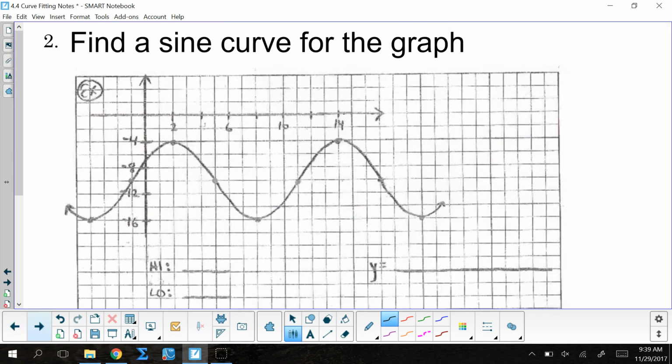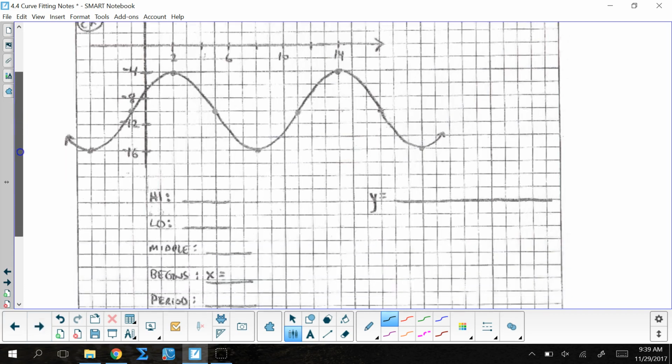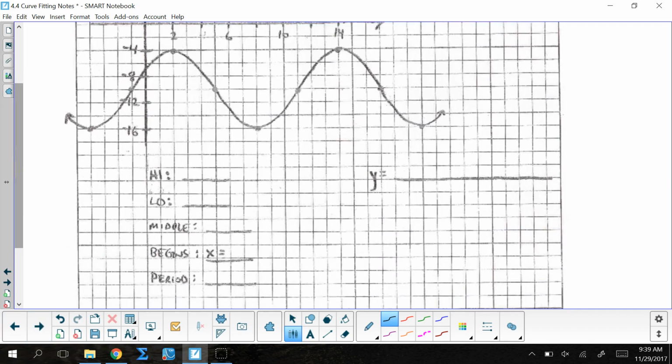So, really it's the second one, but really it's the first one. Okay? So on this one now, I would like us to find a sine curve based off of this picture. Okay? So I want us to find a sine curve for this graph. Okay? So, what do you want to start with?